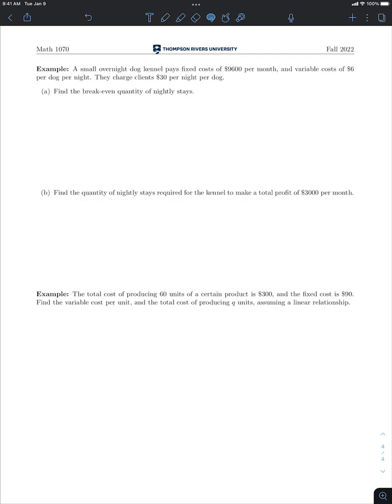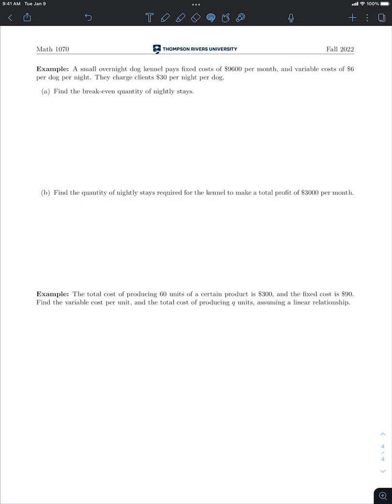So now we're going to look at another example of a break-even quantity. And in this case, we're dealing with a dog kennel. For anyone who doesn't know, that would be a place where, let's say you're traveling and you're going to stay in a hotel in another city, and maybe that hotel doesn't allow pets. Or for whatever reason, you can't bring a dog with you. So you're going to probably drop it off at a kennel.